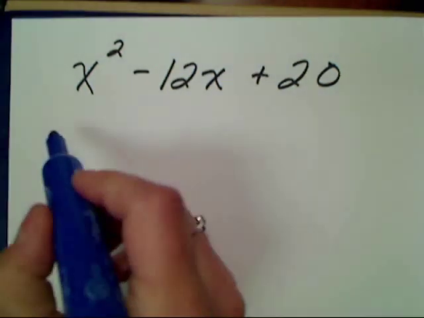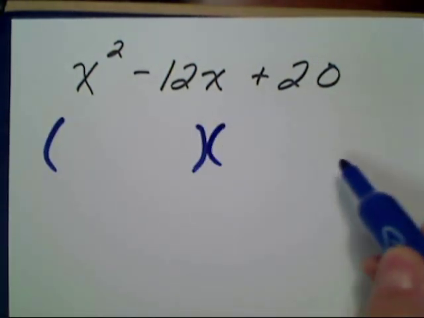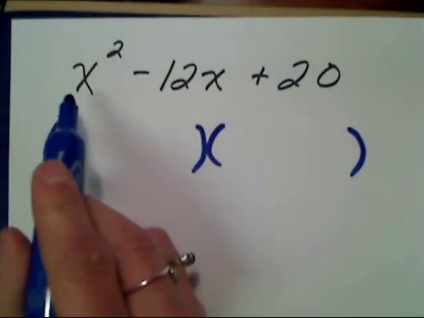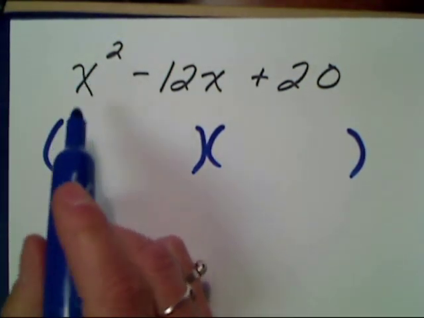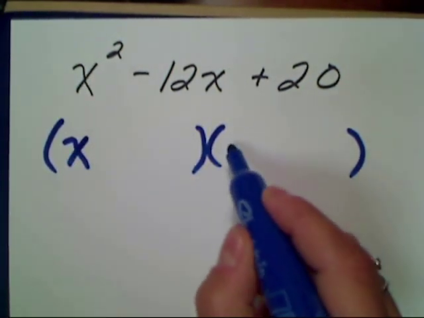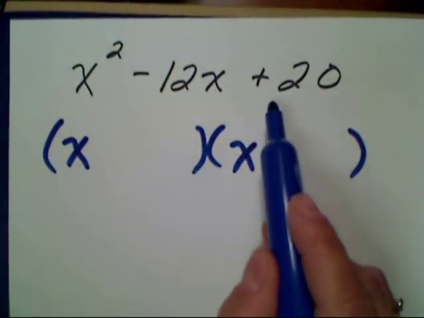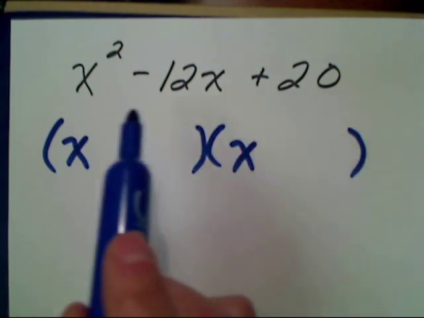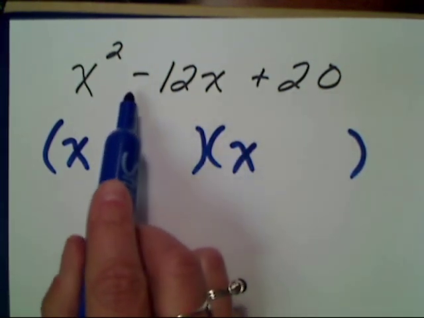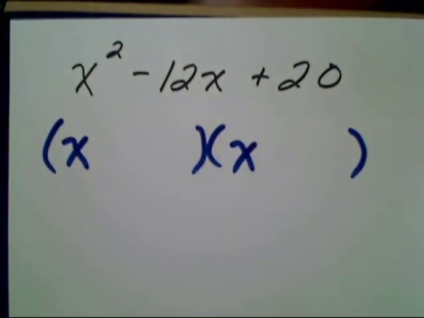So that means I break it apart here to my two sets of parentheses. And I say, okay, the first one's got to multiply to x squared. So the first is always going to be x times x. Now I need two numbers that multiply to 20, but they need to add to a negative 12. This is a little different from our last one. Here we need two numbers that multiply to a positive, but add to a negative.